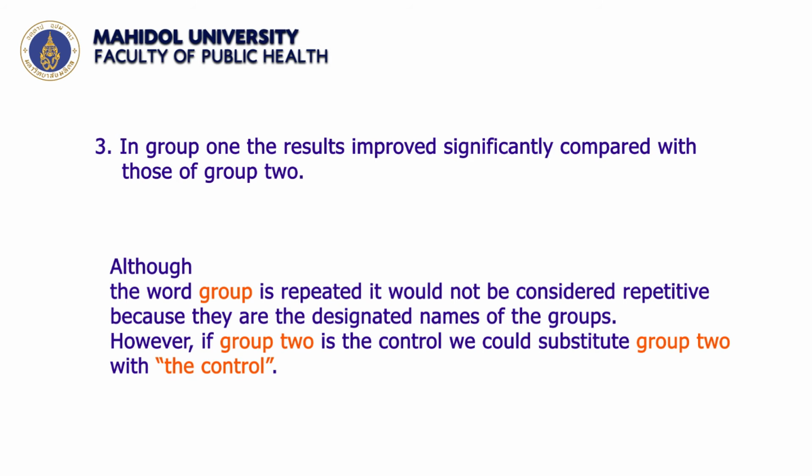Although the word group is repeated, it would not be considered repetitive because they are the designated names of the groups. However, we can change group 2 to the control group. So in group 1, the results improved significantly compared with those of the control.